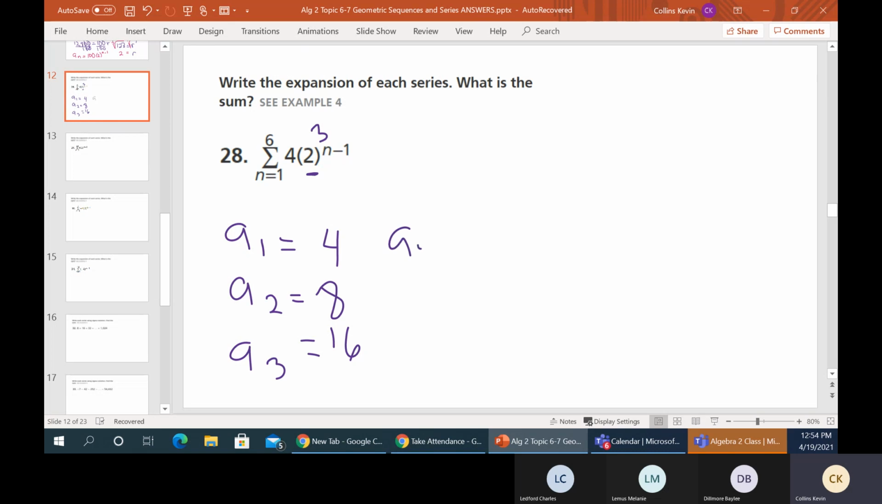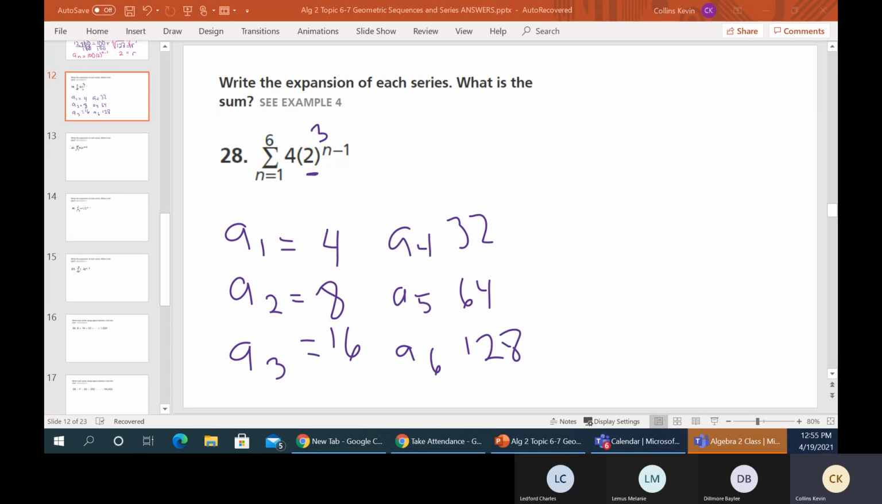So A4 would be 32, A5 would be 64, and A6 would be 128. I've done this too much, okay? And then they want to add all these guys together. Okay, so that's enough for me. I guess we'll break out the calculator at this point.